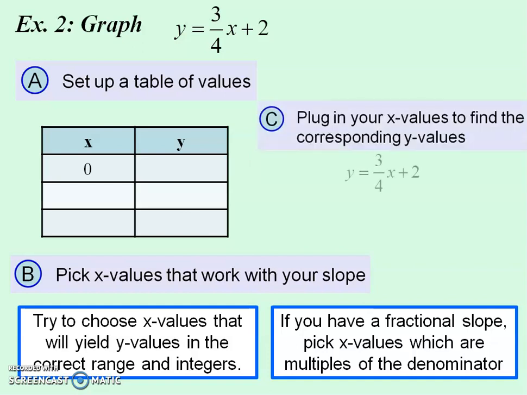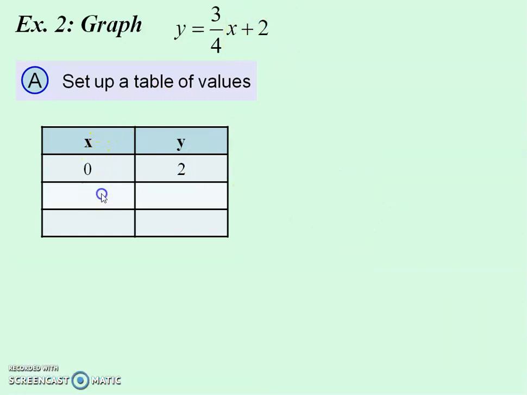So when I plug in 0, I plug it into this rule now, 3 over 4 times 0. And then I add 2. Anything times 0 is 0, plus 2 is 2. That's my initial value. I could have just read that off the graph as well. Initial value is the value when x is 0.